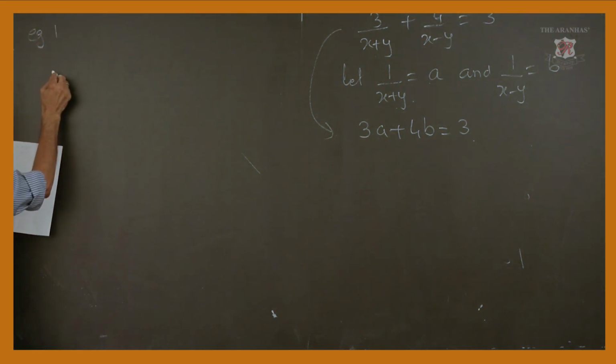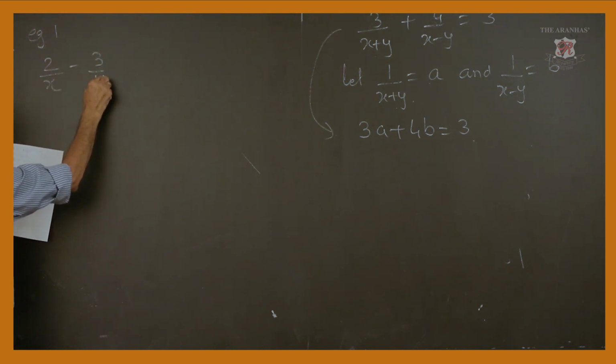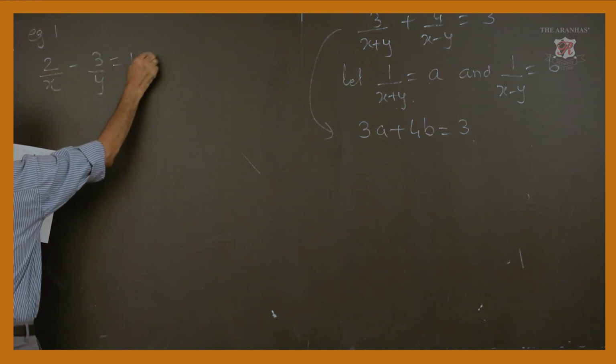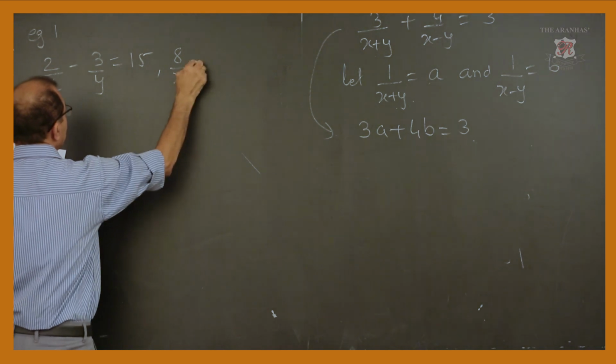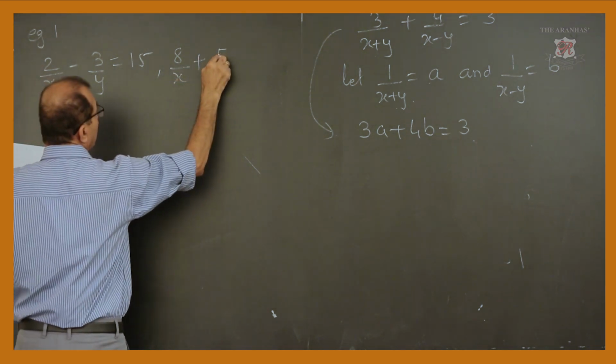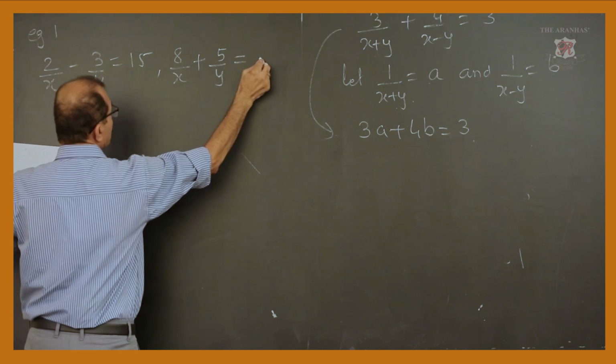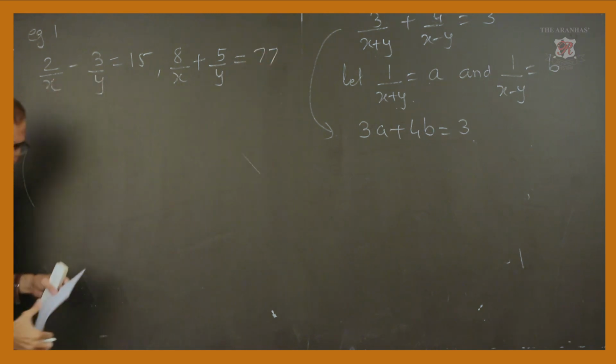Example 1. 2 upon x minus 3 upon y is equals to 15 and 8 upon x plus 5 upon y is equals to 77.